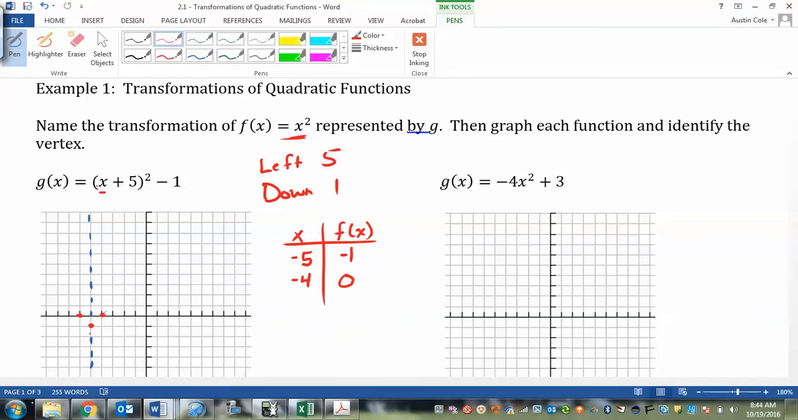Now, when we graph parabolas this chapter, guys, I need 5 points. Okay? I've got 3 of them so far. I need to plug in another x value. What x value should we plug in here? -3. Yeah, -3. So if I plug in -3, what's -3 plus 5? 2. What's 2 squared? 4. What's 4 minus 1? 3. So the point -3, 3 is on the graph.